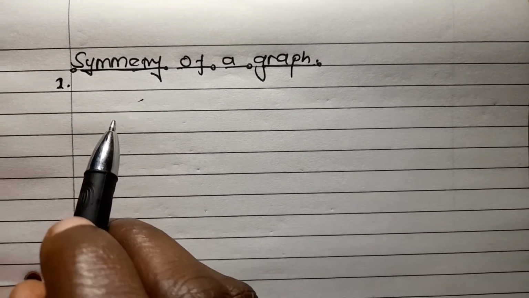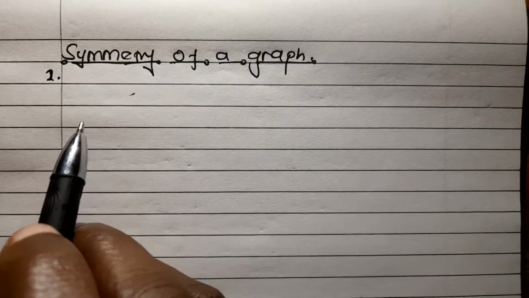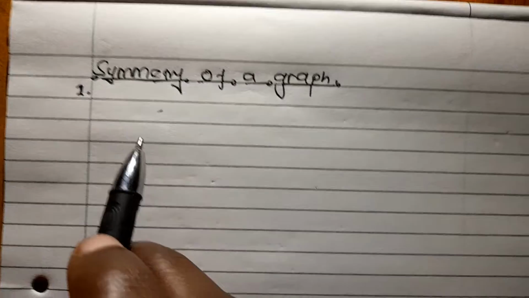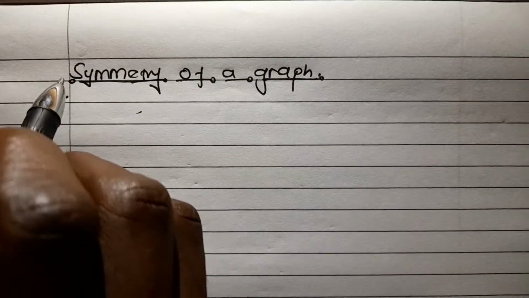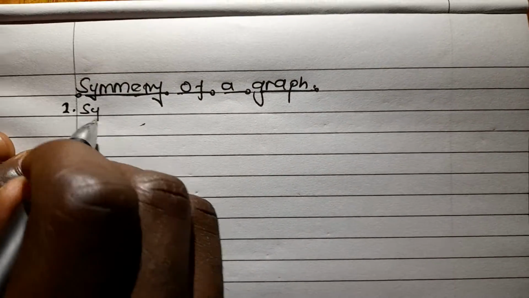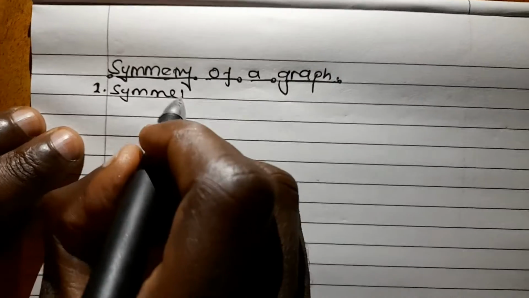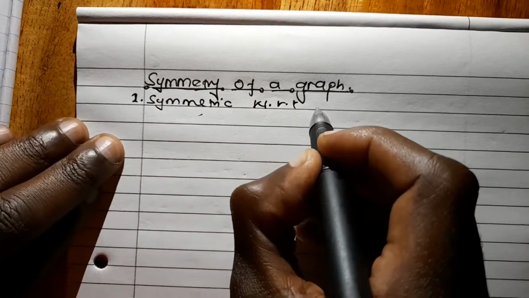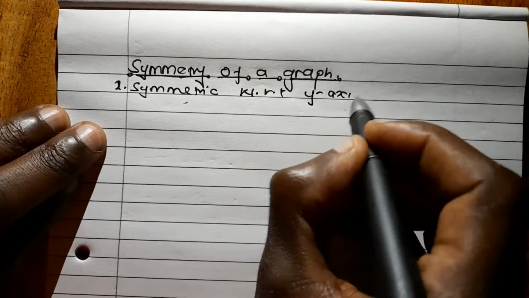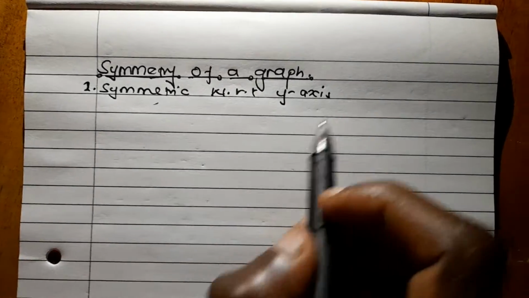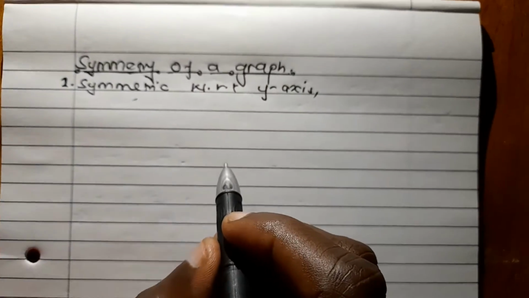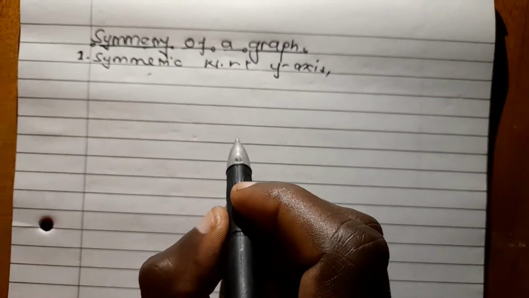Number one, symmetry with respect to the y-axis. Symmetric with respect to the y-axis. And when is a graph said to be symmetric with respect to the y-axis?